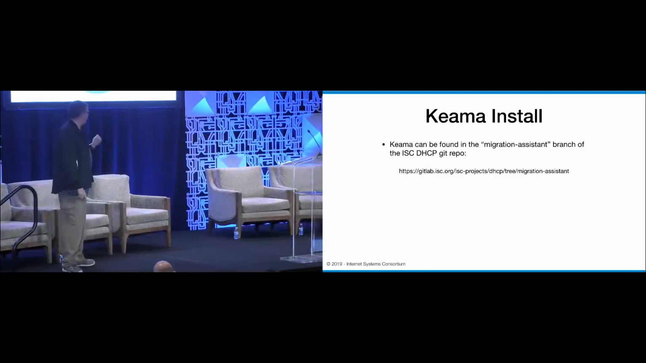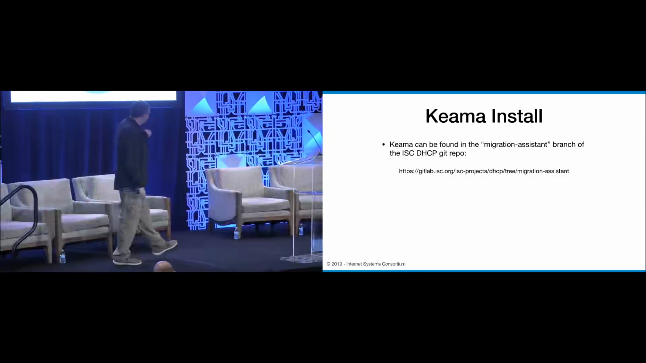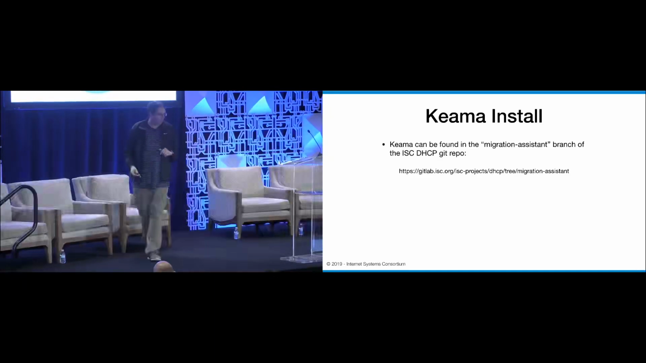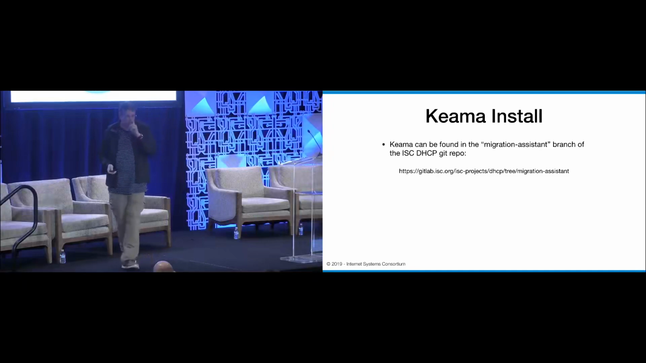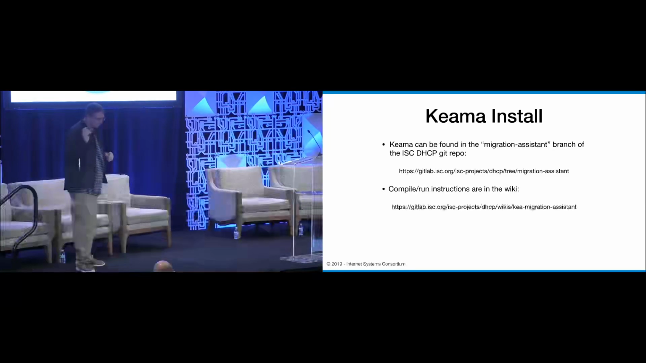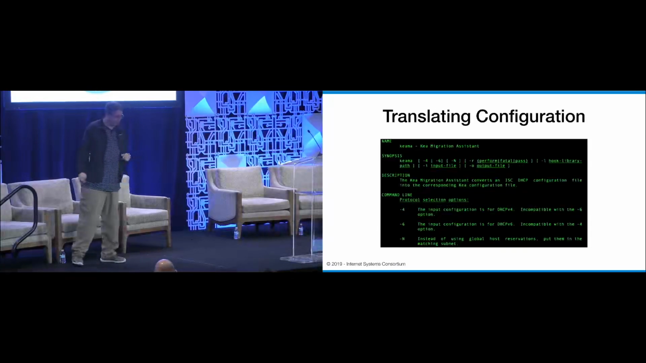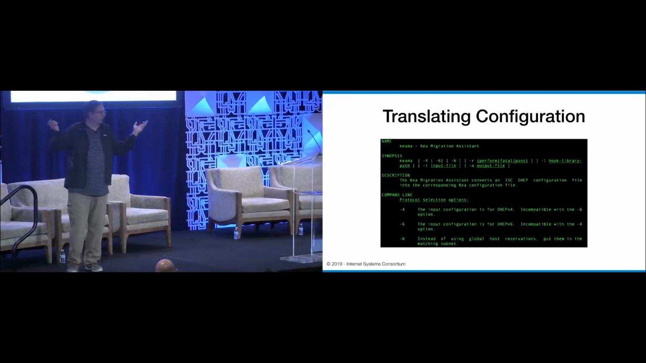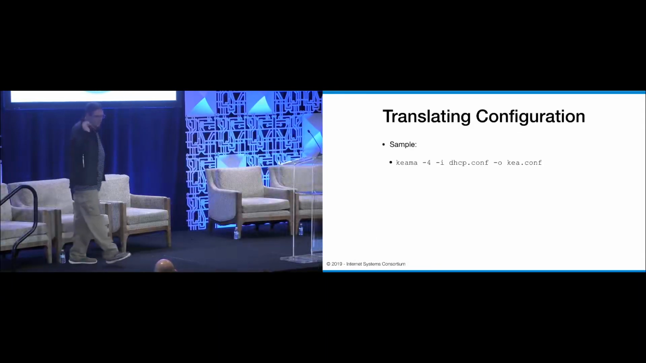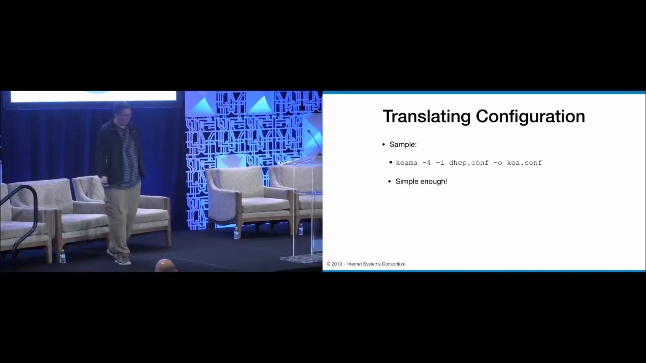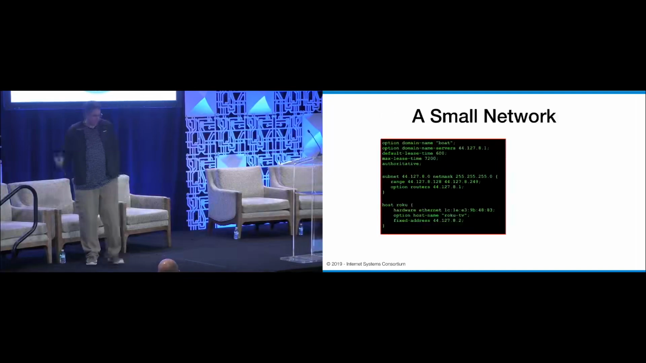So if you want to look at KEA-MA, you can go out to this URL, and it's going to be in the slides, I'm sure, in the ones that are available through NANOG. The wiki has information on how to run it, a very simple install script, and man pages. The command is KEA-MA-4, I for input file, O for output file, simple enough, but there are a lot of assumptions.